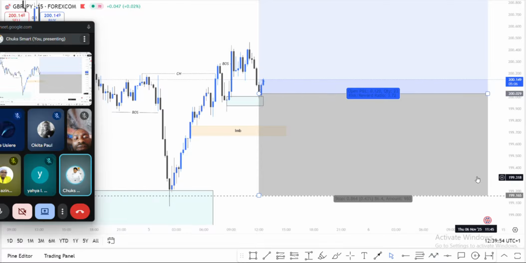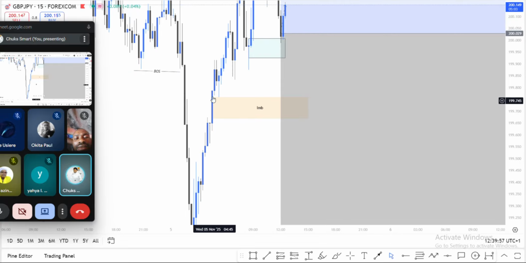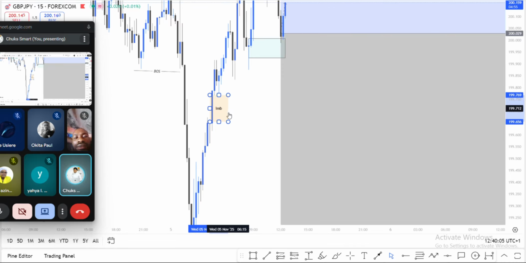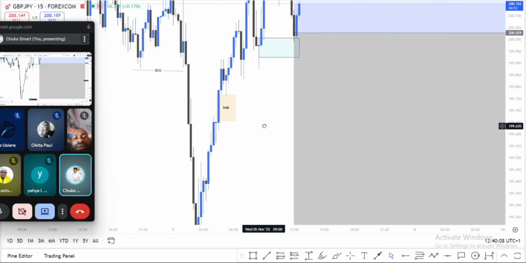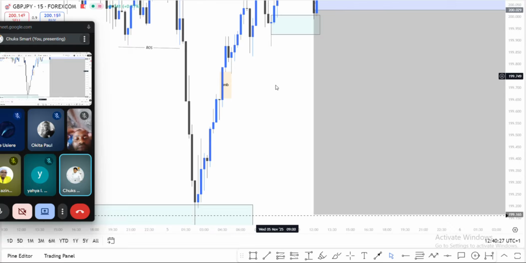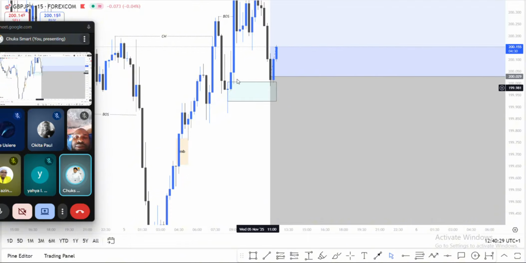Okay, I'm seeing something. It seems like this imbalance has been mitigated. All right, this imbalance has been mitigated. Yes, oh yes, it has been mitigated. You see, this is why it's very important to always study charts. Imagine we are still waiting for price here, we miss this trade. Why? Because this imbalance has been mitigated. You can see this candle retraced and tapped inside this imbalance, so it has violated this imbalance. So this imbalance now is no longer useful because it has been mitigated. So you see, the place we took this trade is the best place we could have taken the trade.